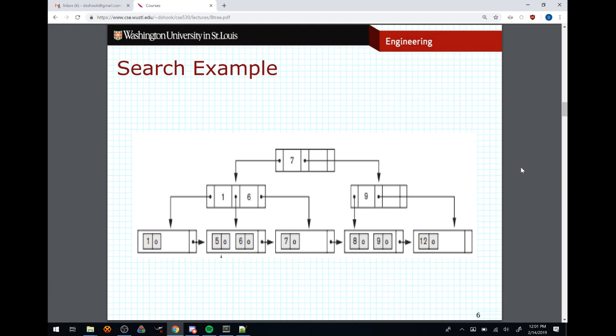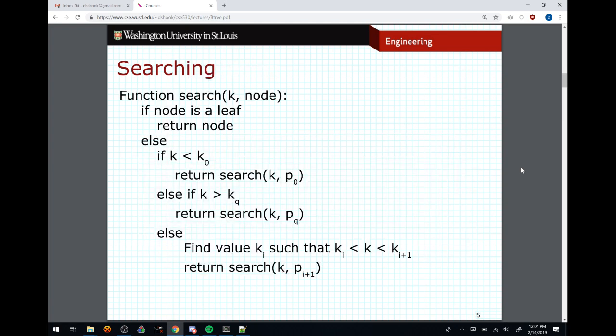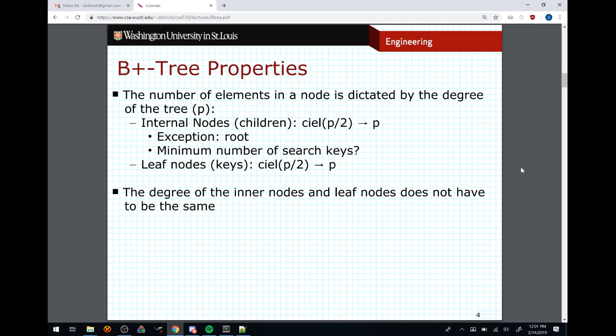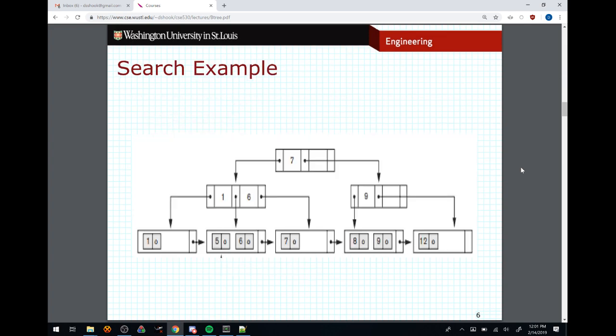What's the degree of the leaf nodes? Is it 3? That's what it was for the internal nodes. What's the degree for the leaf nodes? Well, we can take a look. For leaf nodes, it's just the number of keys. What's the max number of keys that I can fit in a leaf node? In this case, it's 2. They're not the same. They don't have to be the same. The degree for an internal node is 3 in this example. The degree for a leaf node is 2 in this example. They do not have to be the same.